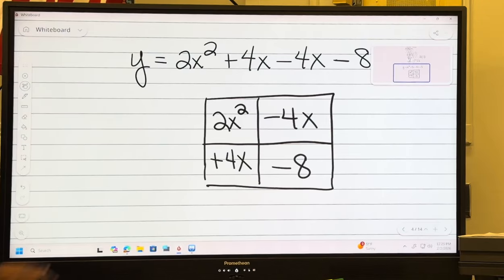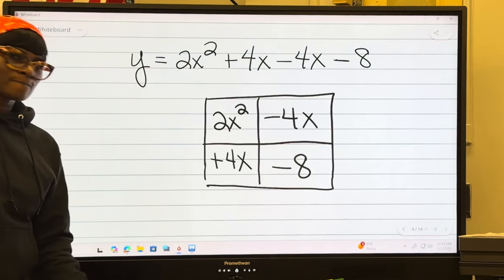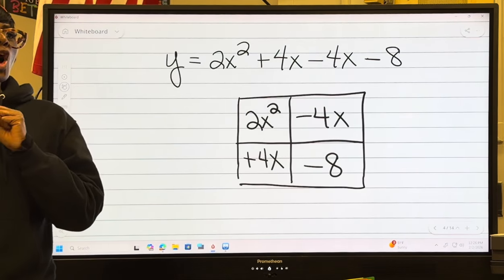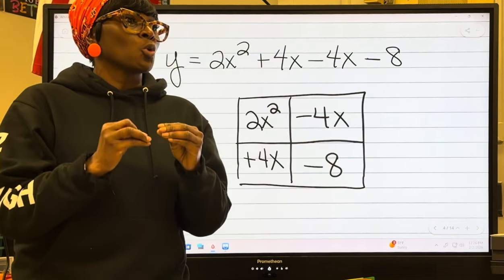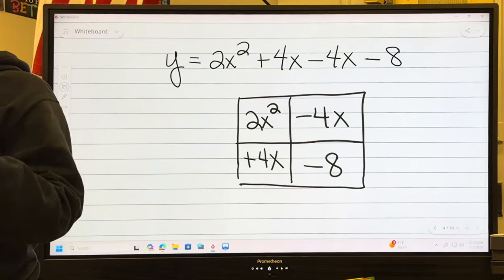All right, so let's go. All right. Can you pause that? So what are we doing? We are solving this. We're trying to find a solution of a quadratic function.